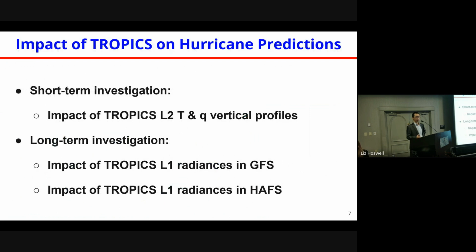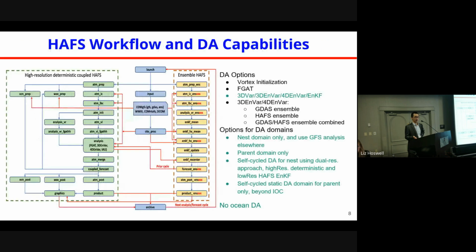So a summary of the goals here. In the short term, we are still focusing on the level 2 temperature and moisture vertical profiles because that's all we have for now. In the long term, we'll eventually switch to level 1 radiance data assimilation, but we have to test it in the GFS first, then we can apply it to HAFS. Next, some brief introduction about the HAFS workflow and the DA capabilities. I think Jane had already covered this in her talk yesterday, so I'm going to skip this.